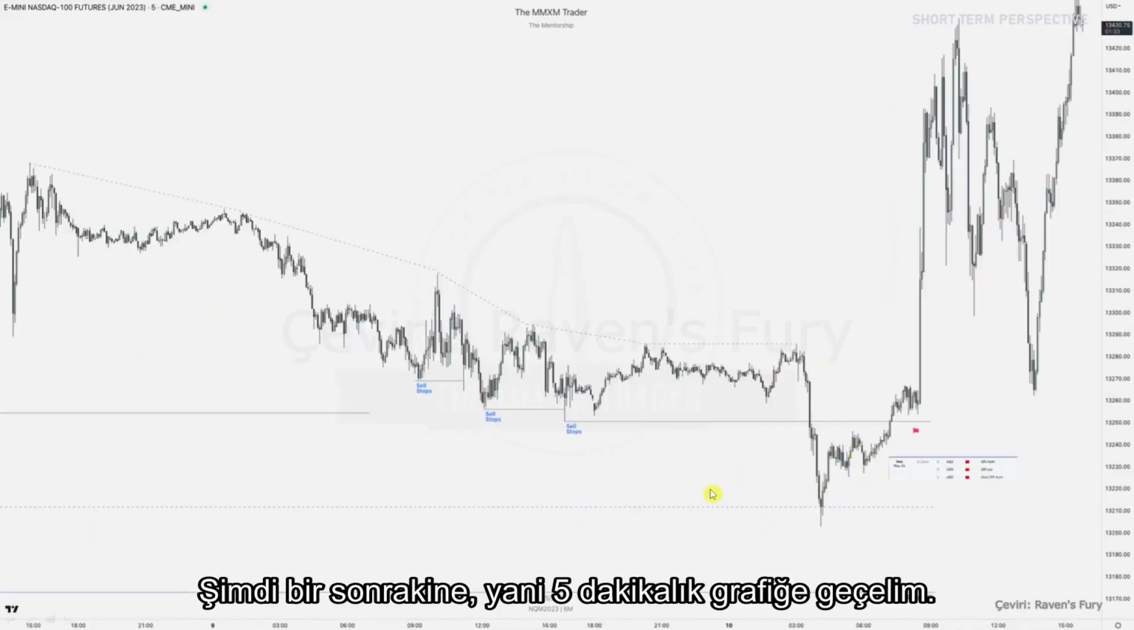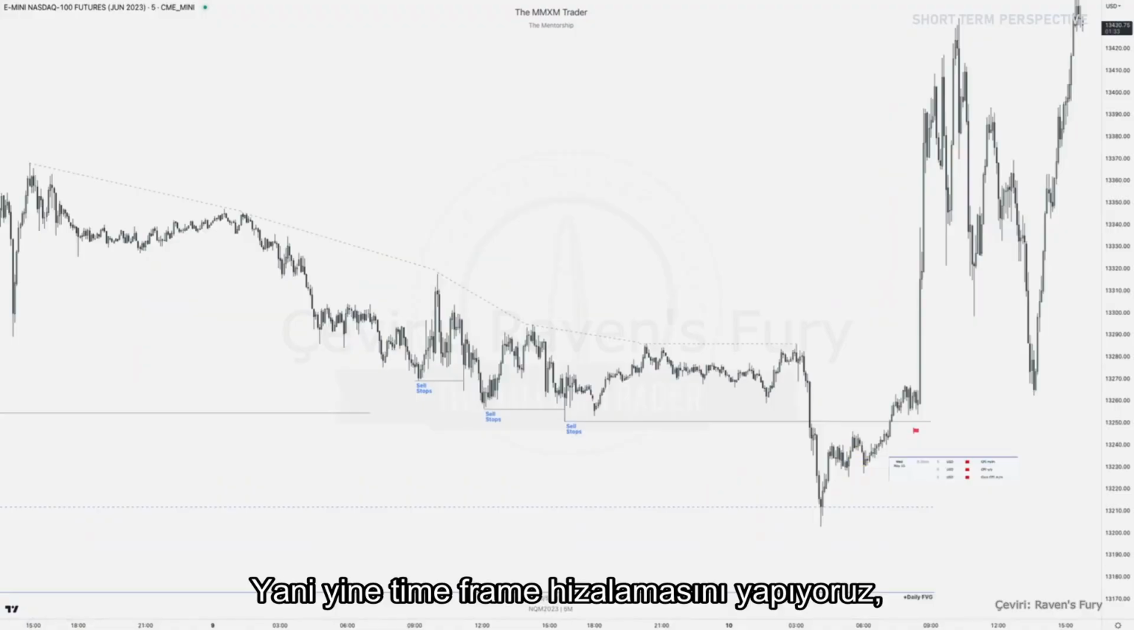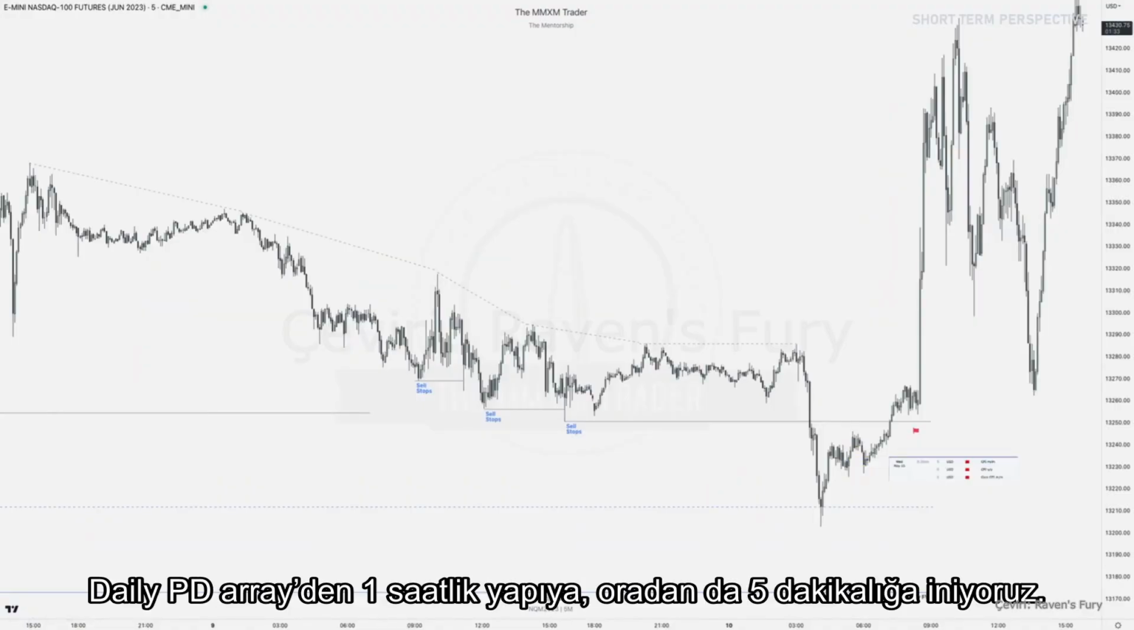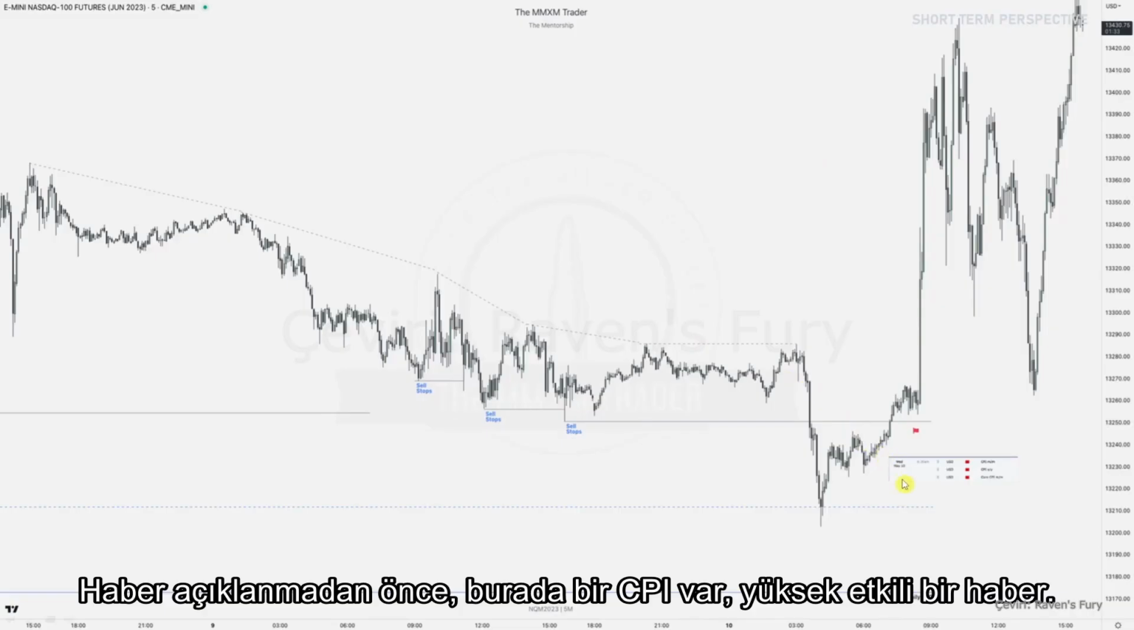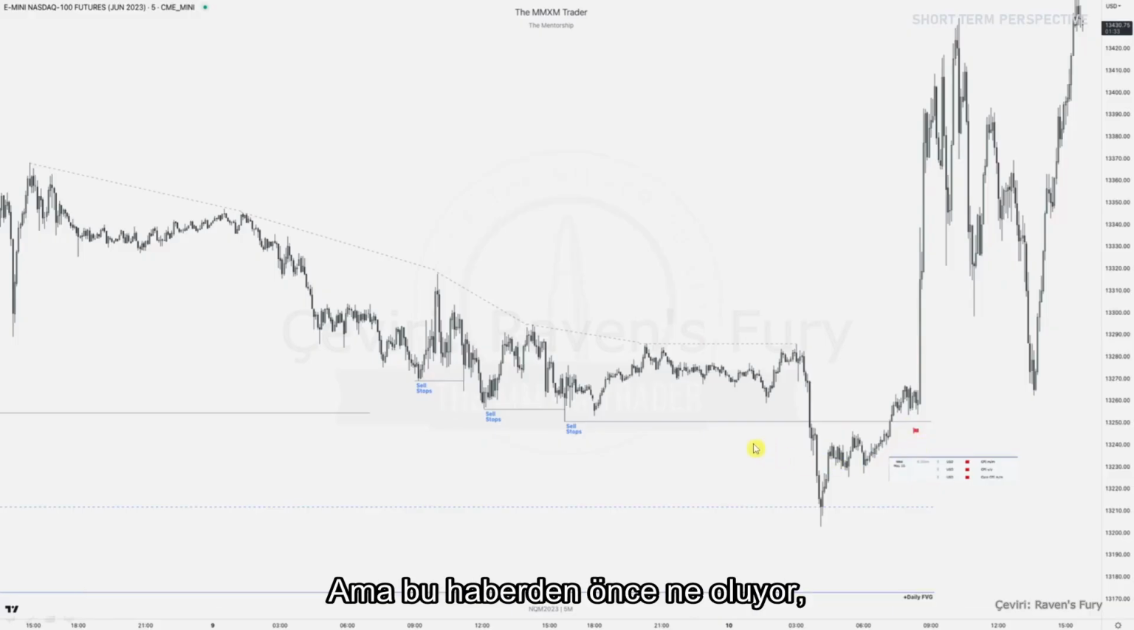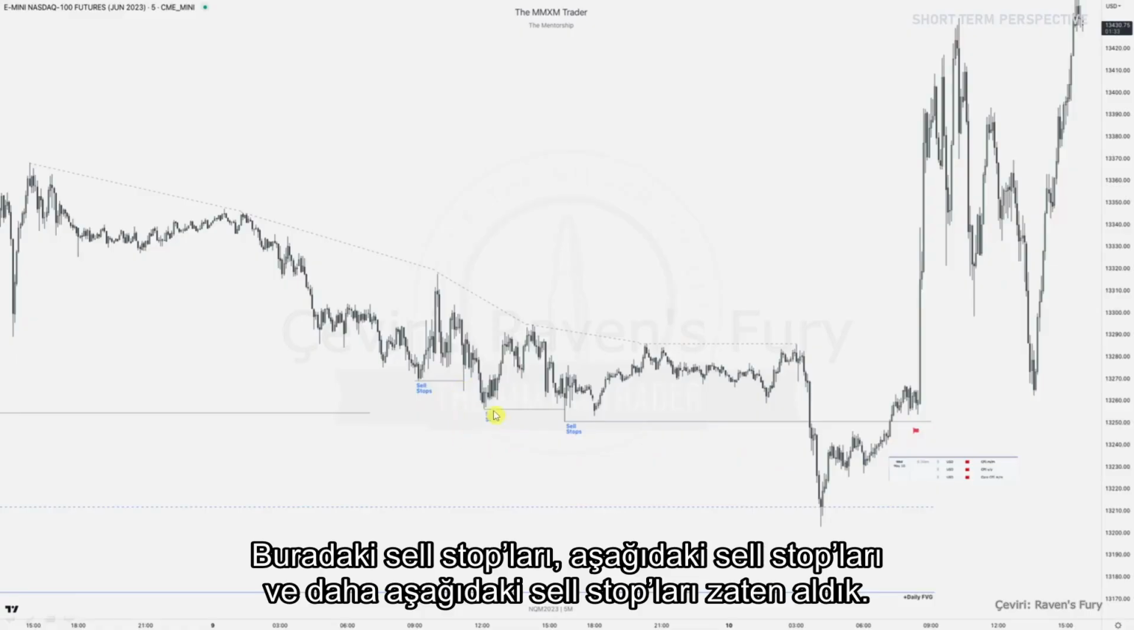So let's go to the next one, which is a 5-minute chart. So again, time frame alignment, right? We go from a daily PD array into a 1-hour structure, and then we can zoom in from a 1 hour into a 5-minute, and then we have an even more clear picture to get in on a trade, right? So prior to that news release, we've got this CPI over here, right? High impact news. But what happens before that news impact, right? We already took out sell stops here, those sell stops down here, and then those sell stops down here.